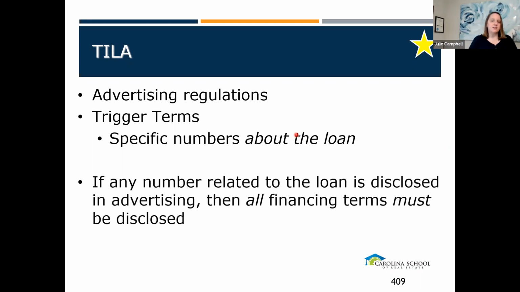And what TILA says is that if any of these trigger terms are hit, then all financing terms about the loan have to be disclosed. If the lender is going to be bold enough to state a number about the loan, they've got to put it all out there.